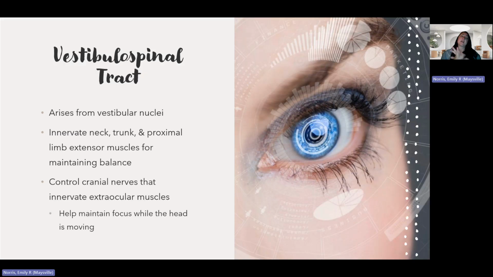The vestibulospinal tract arises from the vestibular nucleus and innervates the neck, the trunk, and the proximal limb extensor muscles for maintaining your balance. Vestibular is always pretty much talking about balance. They also help control the cranial nerves that innervate your eye muscles. So that's one reason your eye muscles so greatly affect your balance, or your sight is so tied in with your balance, and it helps maintain focus while your head is moving.